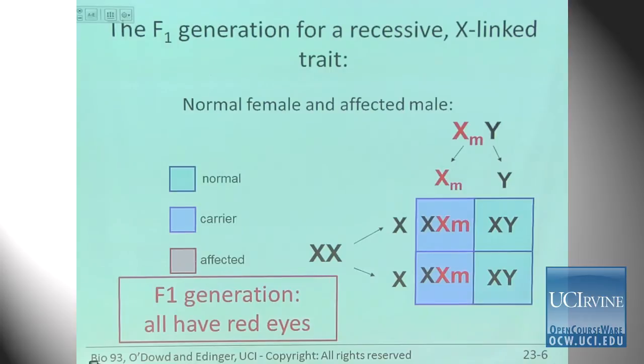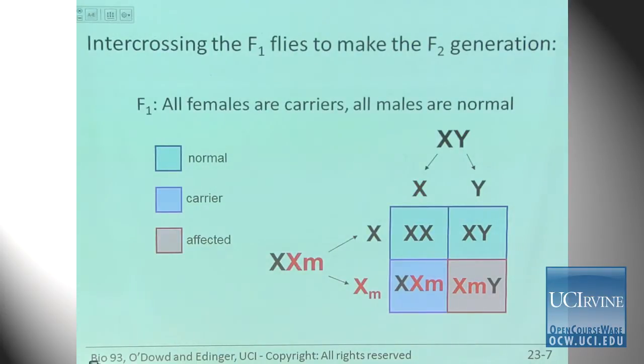So make sure that you don't get confused. Carrier status and affected are different. So the F1 generation all have red eyes. All the females are carriers. All the males have a normal X chromosome. So now we're going to cross these F1s with each other. And we just said all the females in the F1 are carriers, and all the males had a normal X chromosome. So when we do a Punnett square with these guys, we get our normal 1/4 affected.